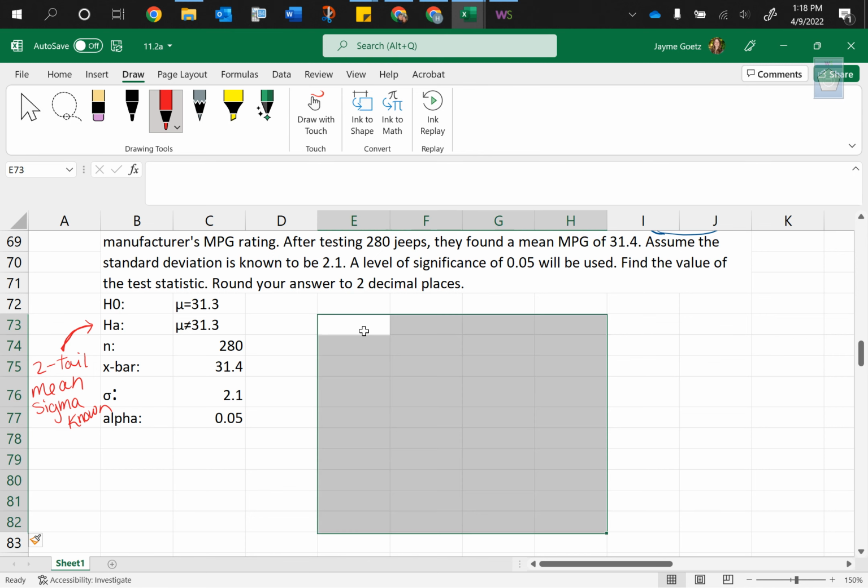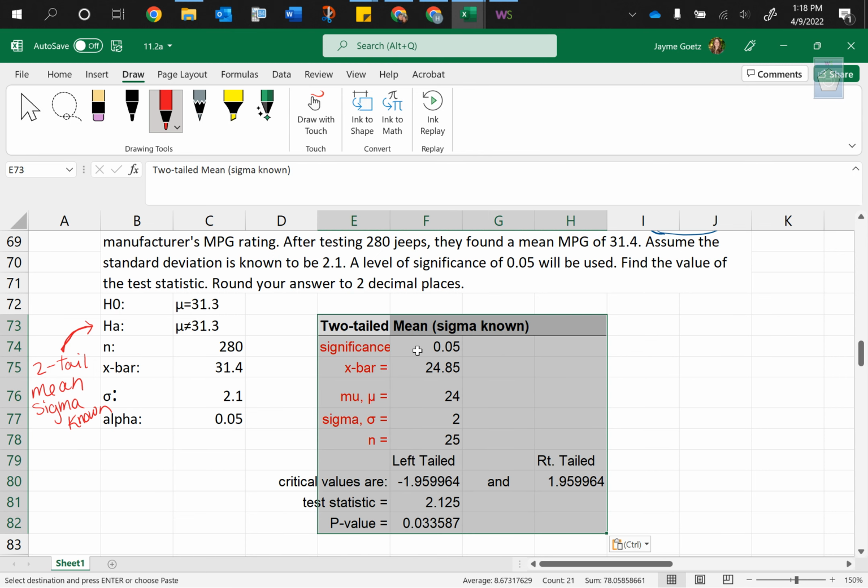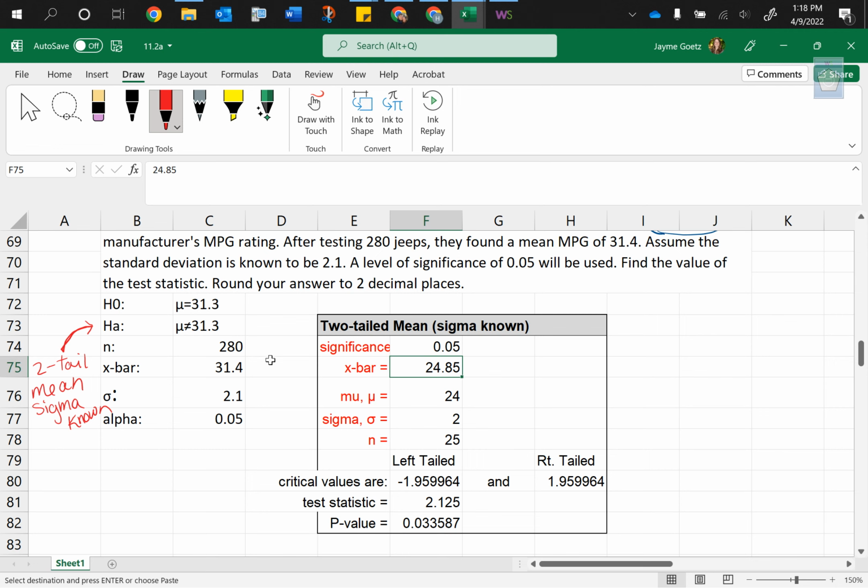Then we just have to fill in only the information with the red text. The significance level is 0.05, that's already in there. My X bar, we said was 31.4. My mu was 31.3. Sigma is known to be 2.1. And my sample size is 280. Okay, so here's all the information that they gave us.